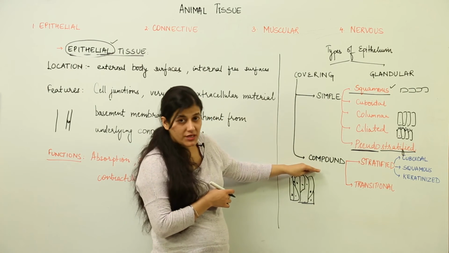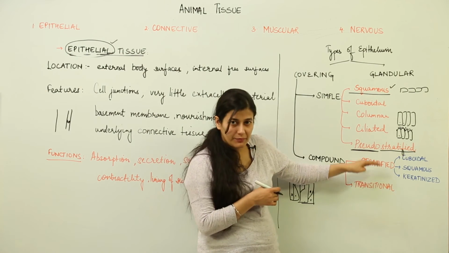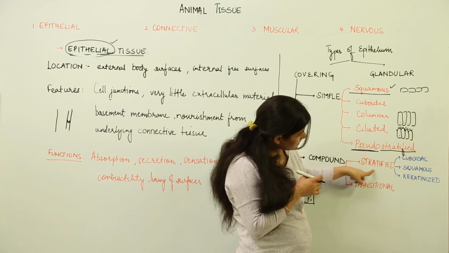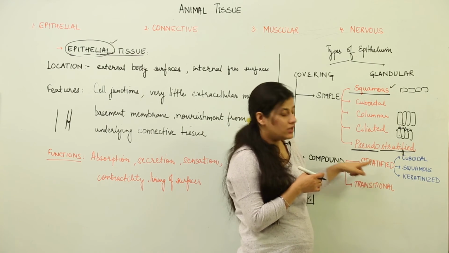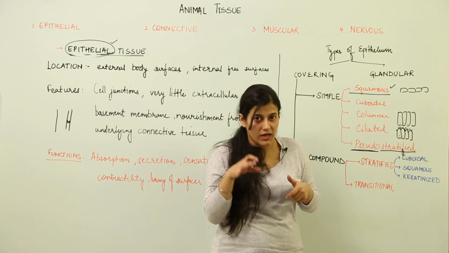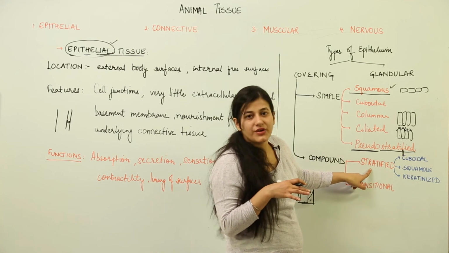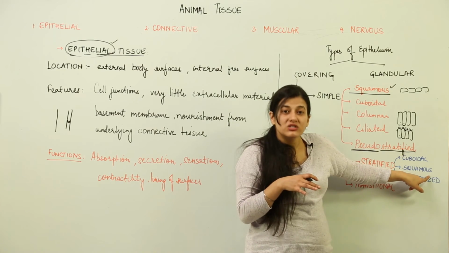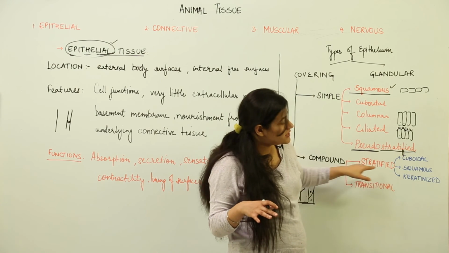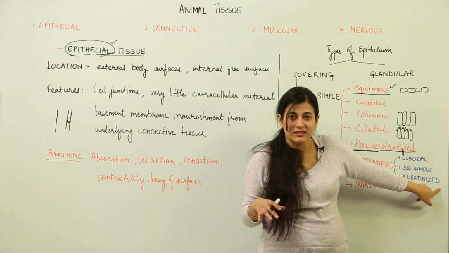Then we come to compound. In the compound case, we have stratified and transitional epithelium. Stratified epithelium is going to be very thick and it is further of 3 types. Now this classification in the stratified compound epithelium is on the basis of the uppermost layer, how those cells look to the eye. If the uppermost cells appear cuboidal, it is cuboidal stratified epithelium. If they are squamous, that means arranged literally in a sheet-like fashion, it would be squamous stratified, and in case there is secretion of keratin from there, then it is keratinized, as in the case of our skin.